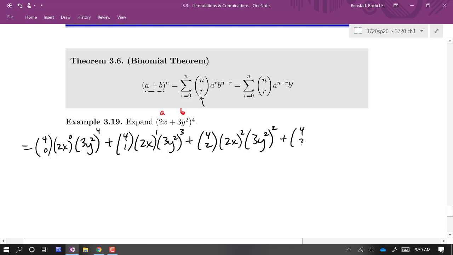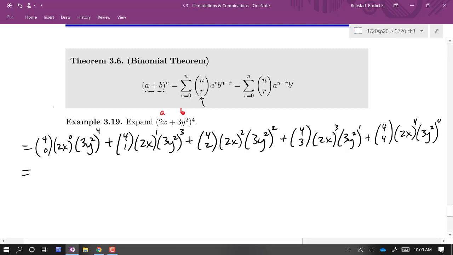4 choose 3 times 2x cubed times 3y squared to the 1st. 4 choose 4 times 2x to the 4th times 3y squared to the 0. This is what the binomial theorem tells us. Now we just have some simplifying to do. There's a little bit of that to do.